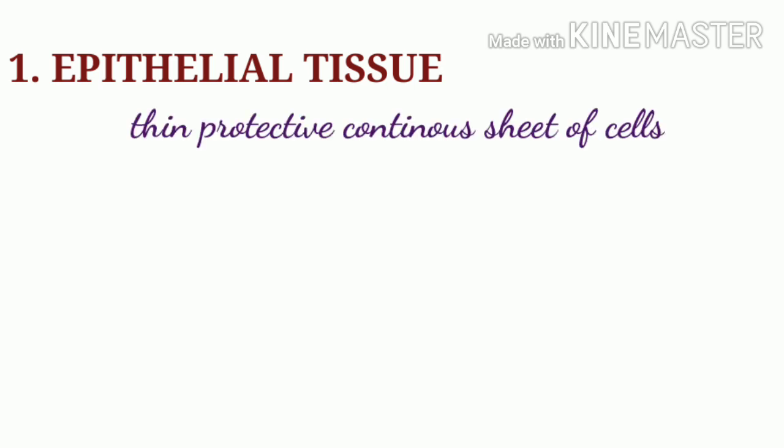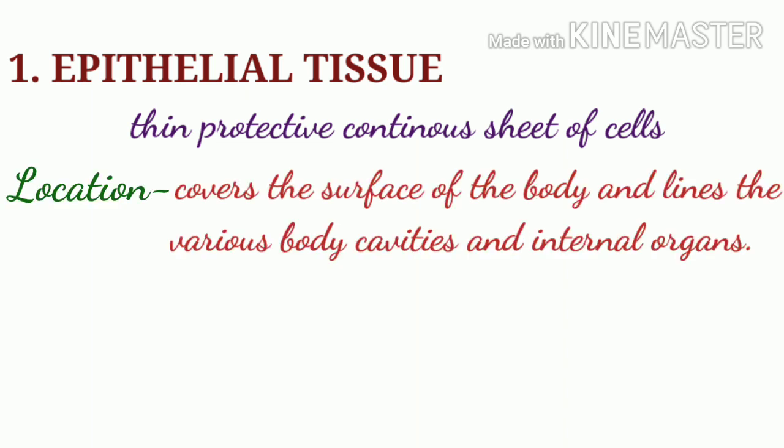Let's begin with the first type of tissue, that is the epithelial tissue. It is a thin protective continuous sheath of cells. Now let's see where it is found in our body. It covers the surface of the body and lines the various body cavities and internal organs including the blood vessels. Examples are the outermost layer of skin and the lining of the surface of mouth, nose, lungs, stomach, etc.